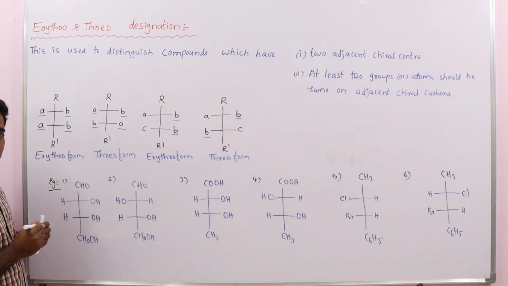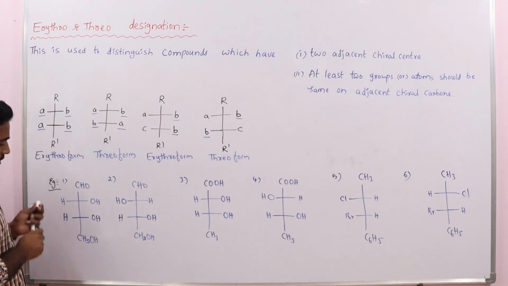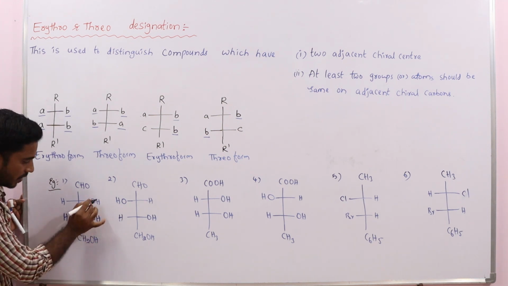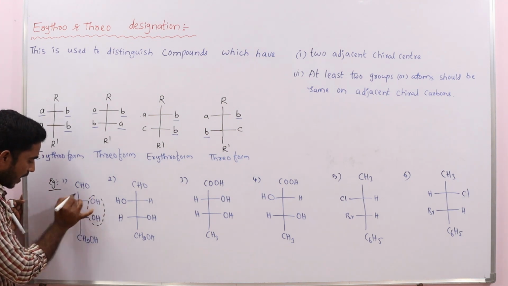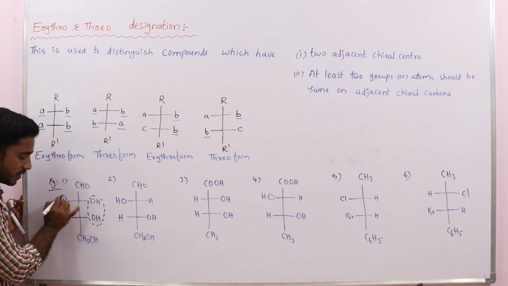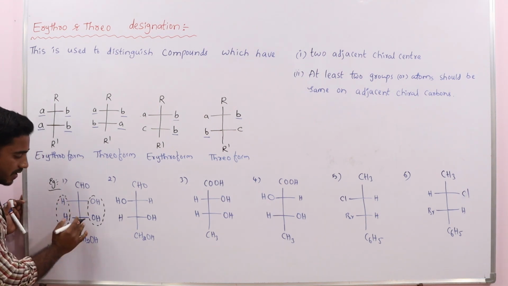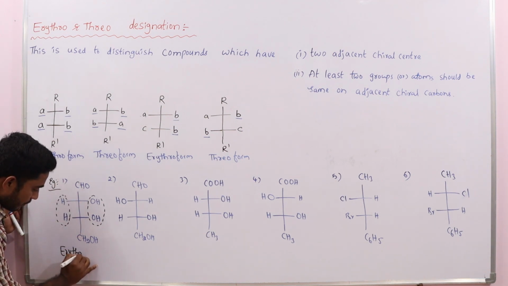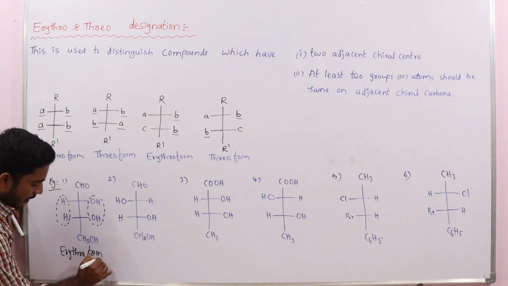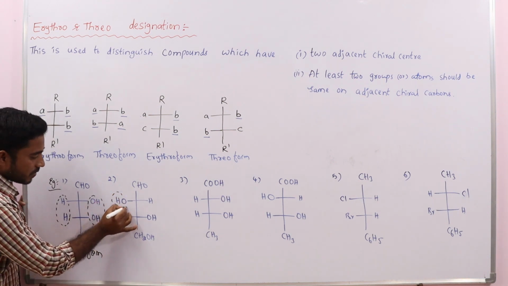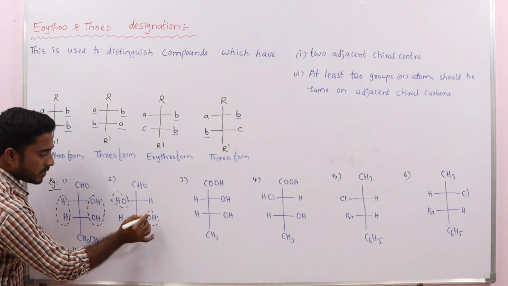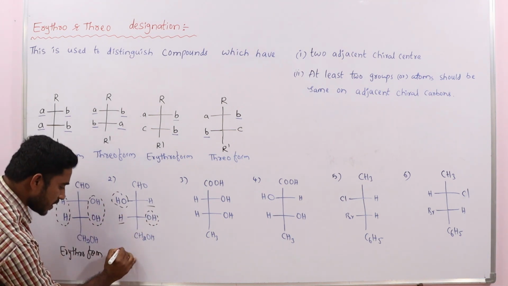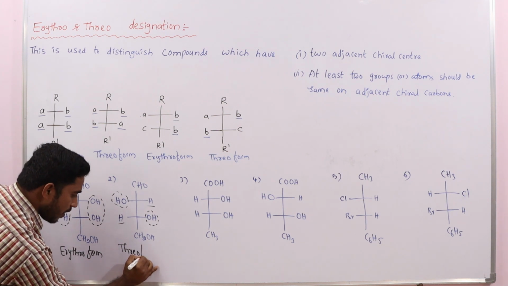Let us see some examples. Here in this molecule, OH is on the same side and also hydrogen is on the same side. That's why we assign the erythro form. In this case, OH is opposite and H is opposite on the adjacent chiral carbon. That's why it is threo form.